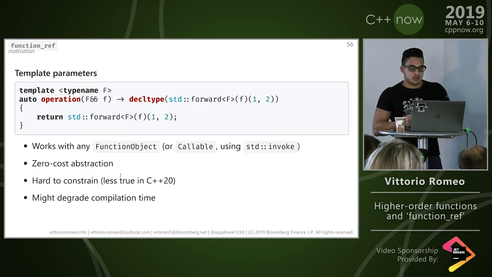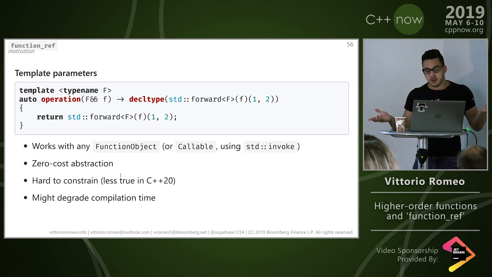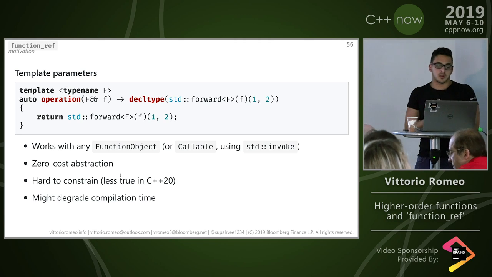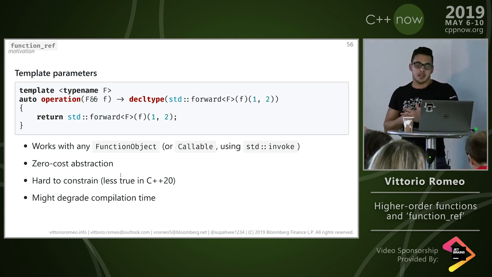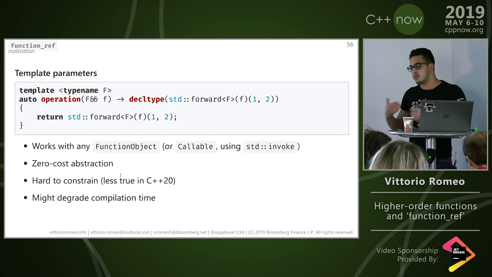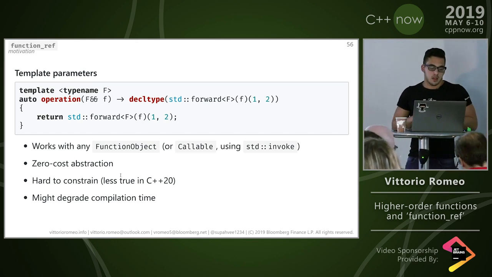We've seen template parameters, and this works really well. It is zero cost abstraction in a certain way because the compiler has all the information it needs. It works with any function object or callable if using std::invoke, including one that has state. However, it is harder to constrain because you would have to put some sort of enable_if or some sort of decltype expression.